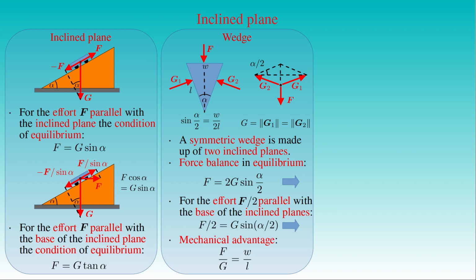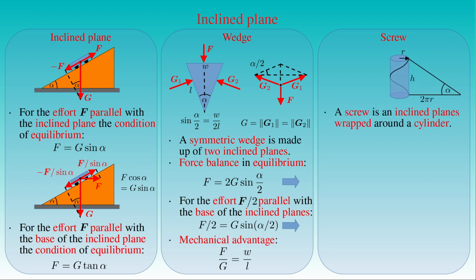The third kind of simple machine presented here is the screw. A screw is basically an inclined plane wrapped around a cylinder to form a helical thread, as seen in the figure. For a cylinder of height h and radius r, the length of the base of the inclined plane is given by the circumference 2 pi times r of the cylinder, whereas h is the thread pitch of the screw.